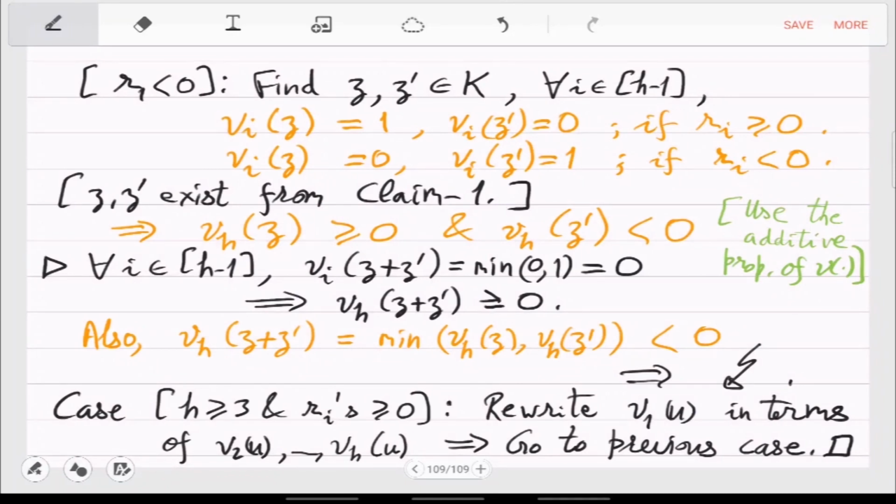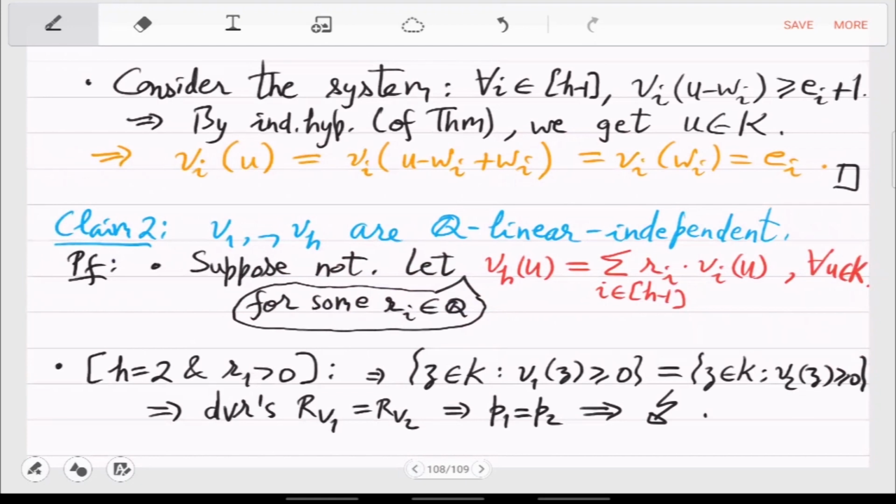The hardest case was this one, where your R1 was negative. There you really need the full power of the induction hypothesis. Is that clear? Okay, so we can't finish the theorem, I guess. Let's do it next time.